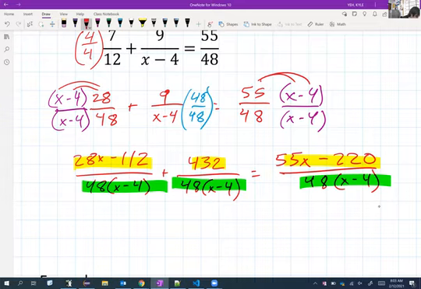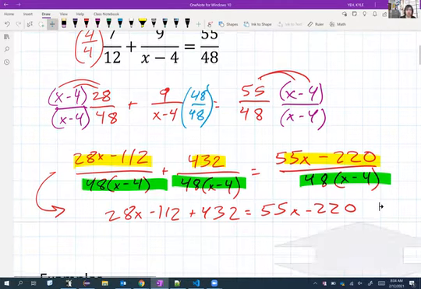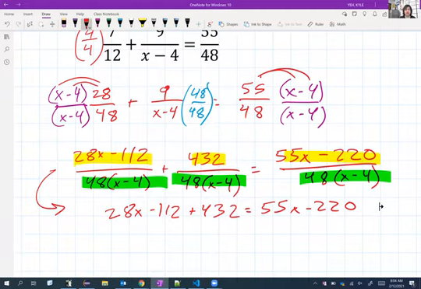That tells us that 28x minus 112 plus 432 is equal to 55x minus 220. And that's the key conceptual understanding going from my highlighted step to the one I just drew an arrow to. It's saying, look, we've got an equation, we've got the denominators matching. Now we can definitely say the numerators must match as well. Because once we get here, it's an algebra problem.